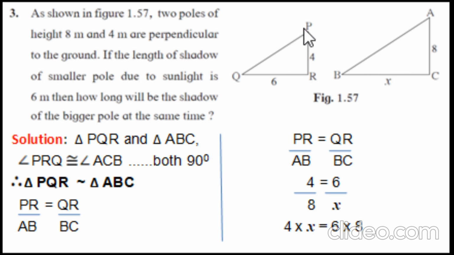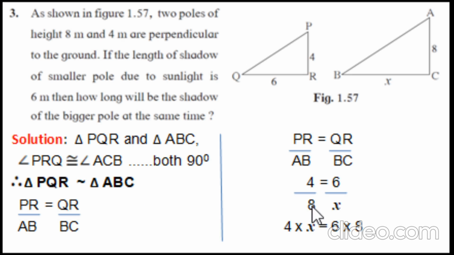Now see the poles PR and AB, these poles are always perpendicular to the ground. Therefore, in triangle PQR and triangle ABC, angle PRQ is equal to angle ACB because both are 90 degrees. Therefore, these two triangles are similar. Generally, two right angle triangles are similar. Therefore, triangle PQR is similar to triangle ABC, then PR upon AC, not AB, it is AC here, a small mistake. So PR upon AC is equal to QR upon BC.